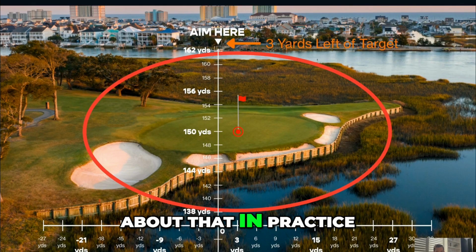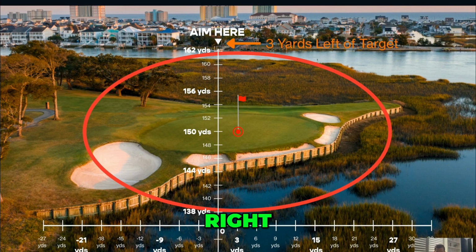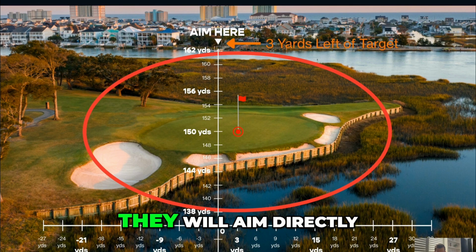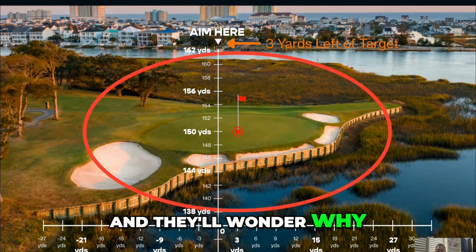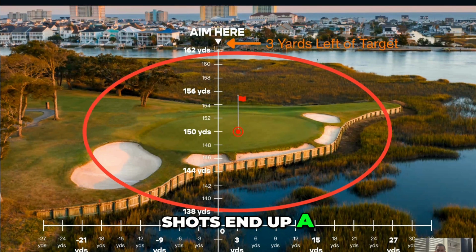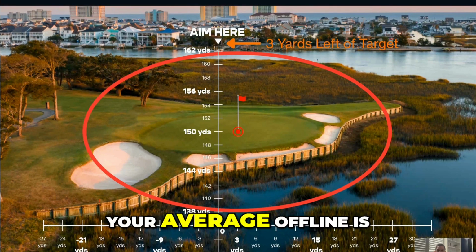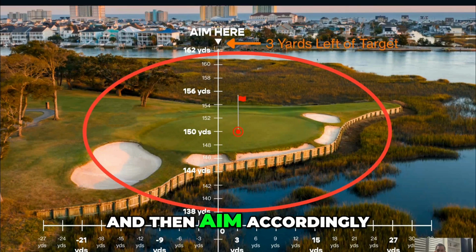If you think about that in practice, what that means is if you want your shots to land near the flag, the landing point, you actually need to aim every single time 3 yards to the left of that. Now, most people don't understand this. They will aim directly at the flag, not knowing their tendency, and they'll wonder why the majority of their shots end up a little bit further away. So, if you're going to play the numbers, the best thing to do is understand what your average offline is and then aim accordingly.